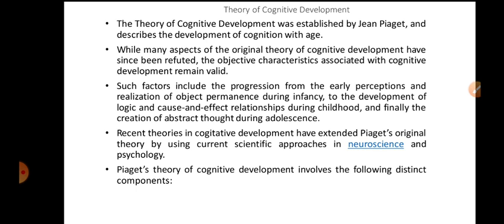Cause and effect relationship during childhood, and finally the reaction of abstract thought during adolescence. Recent theories in cognitive development have extended Piaget's original theory by using current scientific approaches in neuroscience and psychology. Piaget's theory of cognitive development involves the following distinct components.